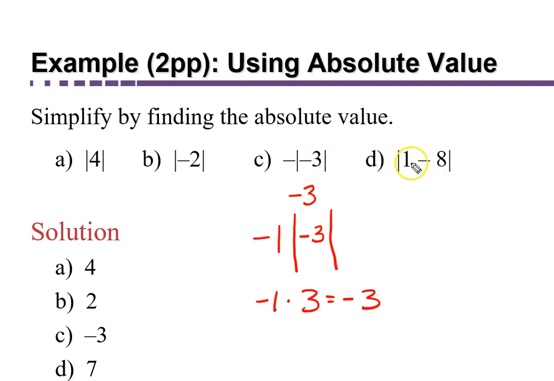Now, absolute value is also treated as a grouping symbol. So here we have a 1 minus 8. This will give us a negative 7. And then we take the absolute value of negative 7 and get 7. And there are solutions here.